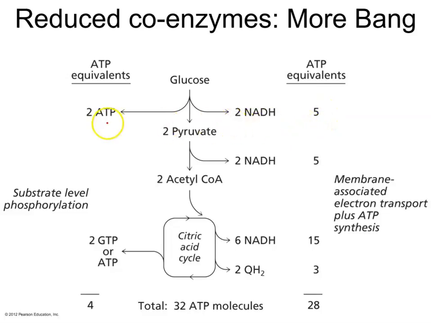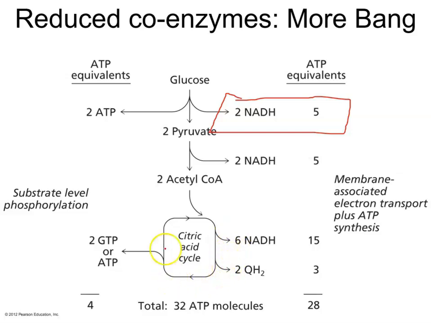So we get a lot more out of these 2 NADHs than we actually get from generating ATP during this process. So again, this is a 2-to-5 ratio here, and that's the important part. This is where we get most of our energy, from our reduced coenzymes, actually. As you can see here, we get 5 at the beginning of glycolysis. From pyruvate to acetyl-CoA, we get another 5 ATP equivalents.